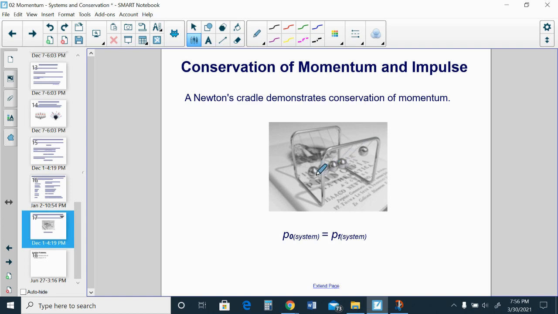And then it just swings right back and it continues on and on. So in this case, this closed system here, the initial momentum of the system is going to be the same as the final momentum of the system.